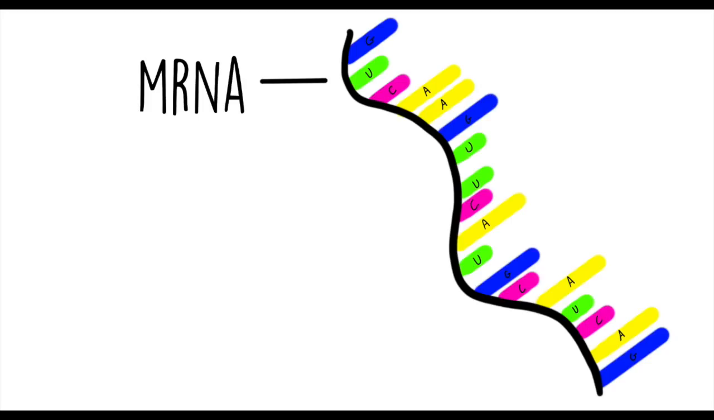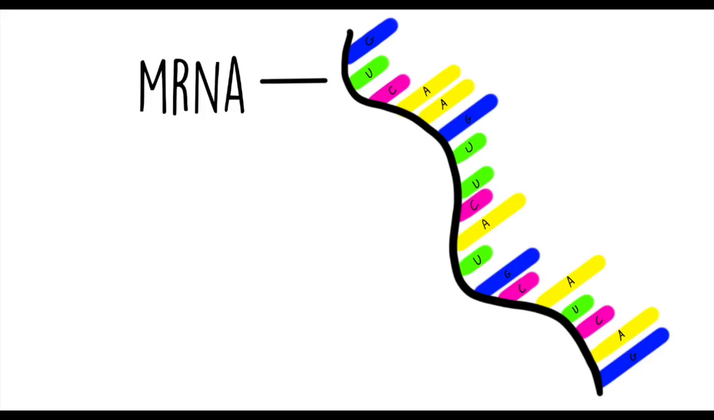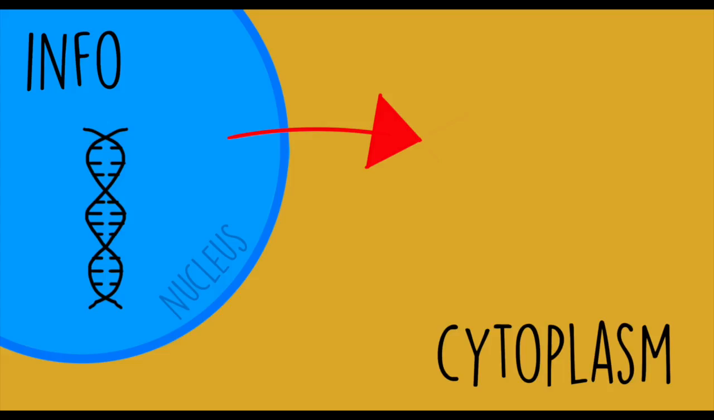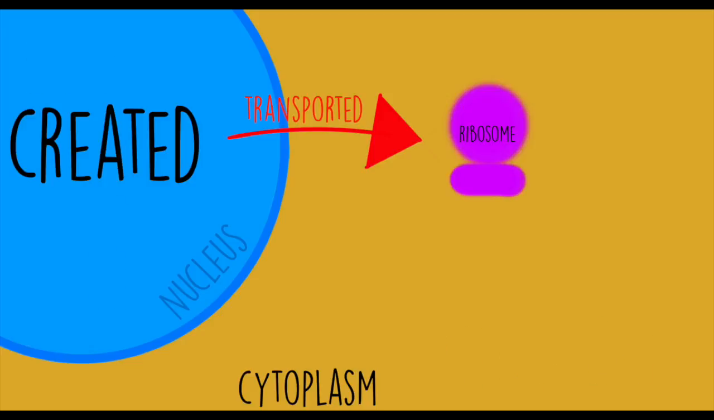There are 3 different types of RNA: mRNA, rRNA, and tRNA. mRNA, also known as messenger RNA, is responsible for transporting information from DNA out of the nucleus and into the cytoplasm, where it is used for a multitude of processes. It is created in the nucleus, transported to the ribosome, and then degrades once it has served its purpose.